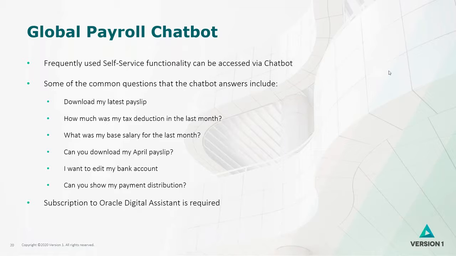The main idea behind the chatbots is that they can automate responses to users to frequently asked questions. As you're seeing on the slide here, some of the questions that the Global Payroll chatbot can answer are things like: download my latest payslip, how much was my tax deduction, I want to edit my bank account, or can you show me my payment distribution, or which bank account my money will be paid to. As I say, the idea is that they can take over and free up some of your team from having to respond to frequently asked routine questions from employees.